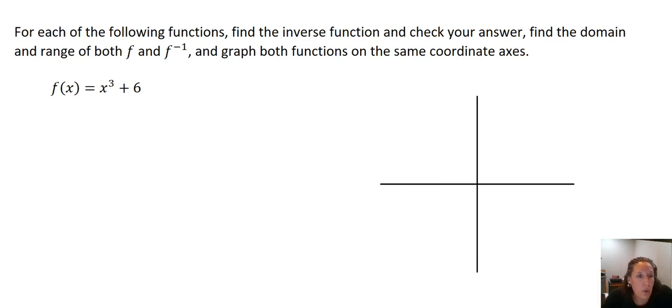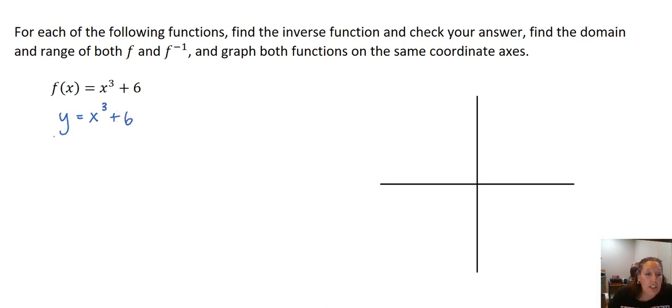Hello, in this video we're going to take a look at finding the inverse of a function, and then we're going to check our answer and graph that. Alright, so f of x is equal to x cubed plus 6. Whenever we find inverses, our first step is always to replace our f of x with a y. And so instead of f of x equals x cubed plus 6, we're going to get y equals.